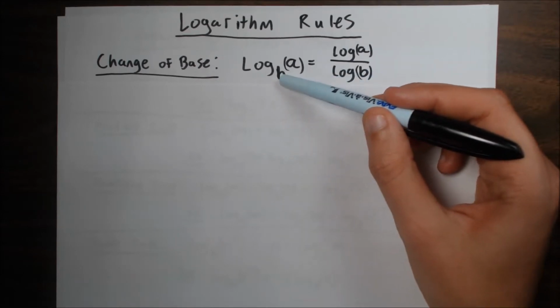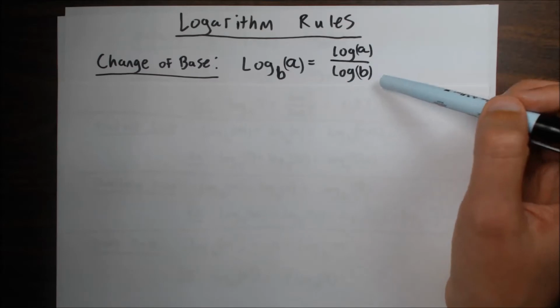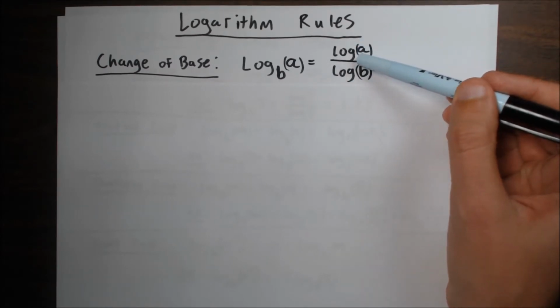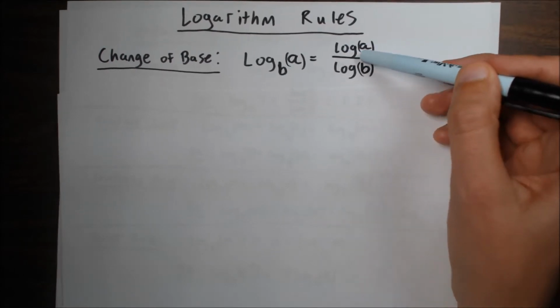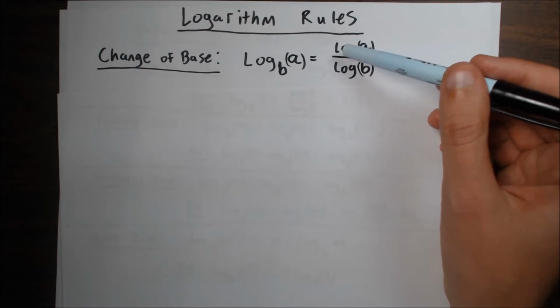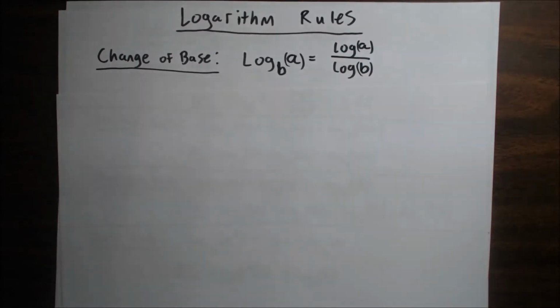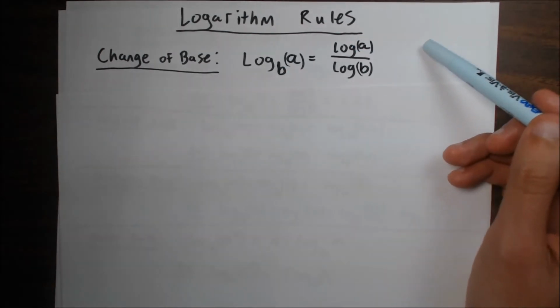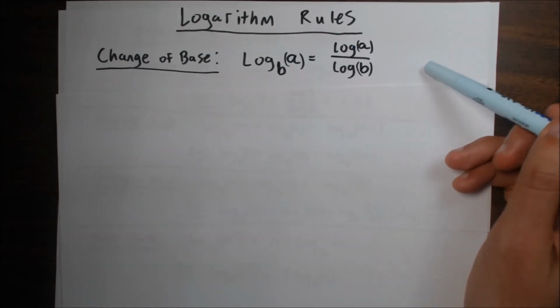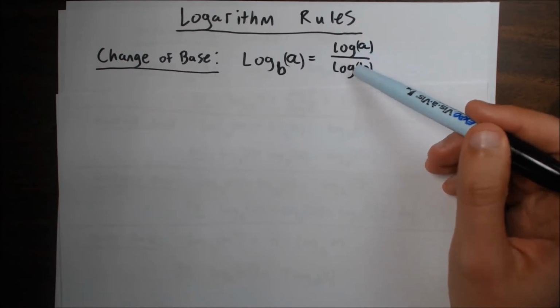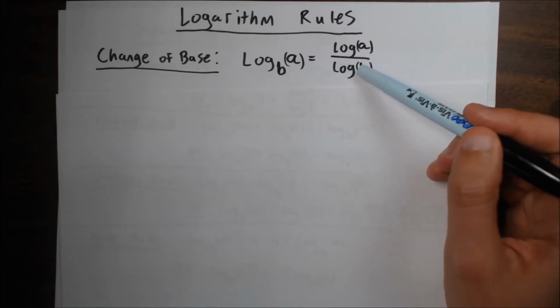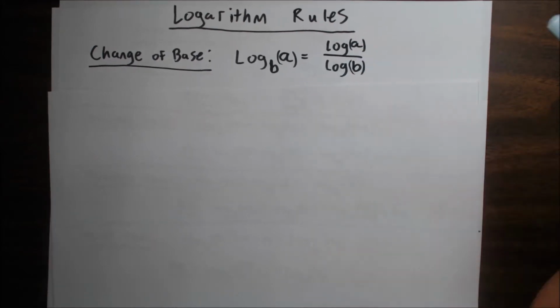But for the purposes of this class, I wanted to just focus on the most useful case, which is to say log, and remember, if you don't put a base here, that means it's a common log or log base 10. The reason this is useful is because it allows us to evaluate logs using our calculator. So we could, in this case, say log base 2 of a over log base 2 of b. Or you could say base 3, or base 4, whatever base you want to put here, base x, it doesn't matter, as long as it's the same. But using base 10 is going to be the most useful.